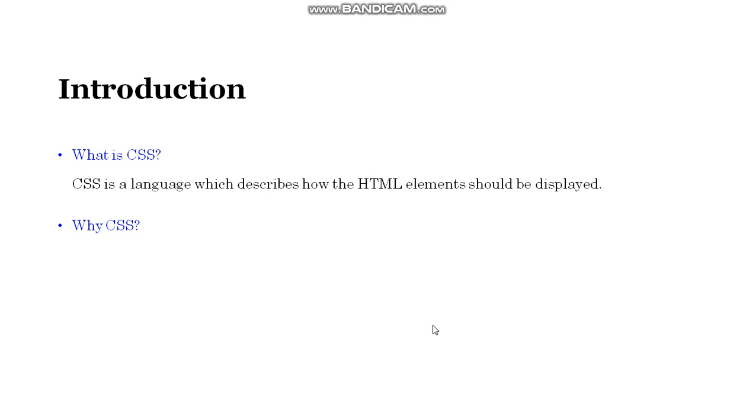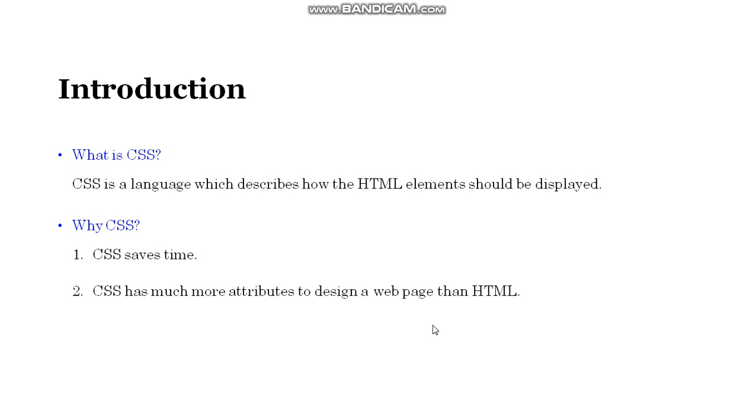So the first advantage of CSS is that CSS saves time. It is because CSS can stylize the similar elements simultaneously with a very short line of code. The next advantage of CSS is that CSS has many more attributes to design a web page than HTML. HTML has a limited number of attributes while CSS has many more attributes. These attributes I will discuss in some next videos.